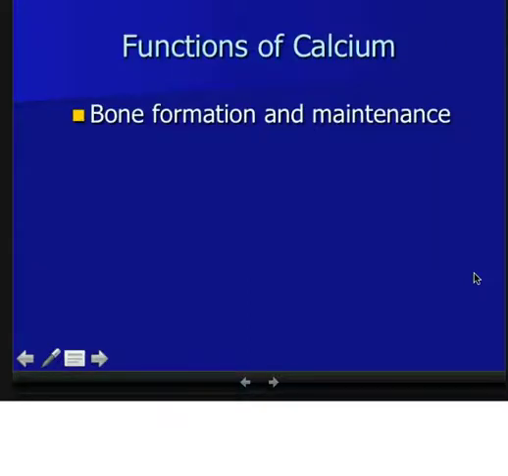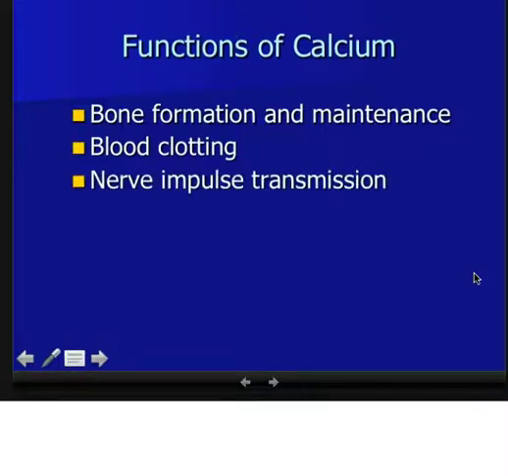What does calcium do? It aids in bone formation and maintenance. It's also involved in blood clotting. If you don't have adequate calcium in your serum, your blood won't clot and you'll bleed out. It's also involved in nerve impulse transmission, specifically when the action potential reaches the end of the nerve cell, which is called a neuron. What happens is that an influx of calcium into the axon terminal results in the fusion of vesicles that contain neurotransmitters with the synaptic bouton, which is the very tail end of the neuron.